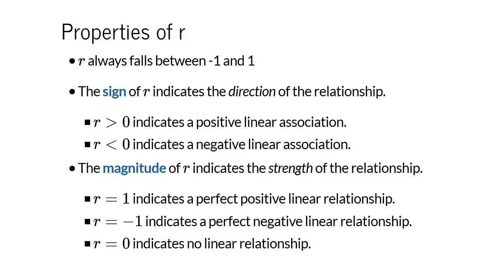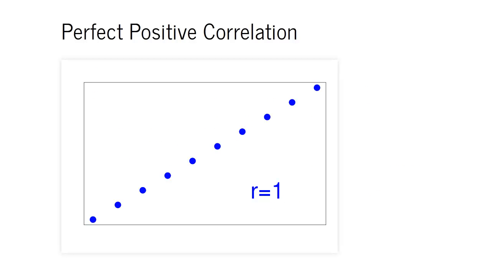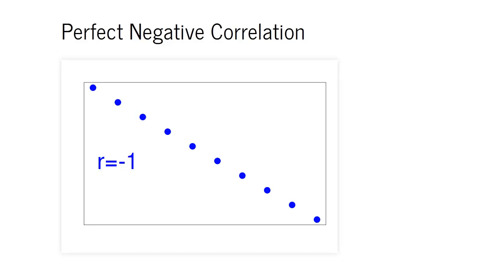The sign and the magnitude of r indicate different things about the relationship between the variables. Positive values for the correlation coefficient indicate a positive linear association between the two numerical variables. Negative values for r indicate a negative linear association. The magnitude of r tells us something about the strength of the relationship. If the correlation coefficient is identically equal to 1, we have a perfect positive correlation between the two variables. If r is identically equal to -1, we have a perfect negative correlation.